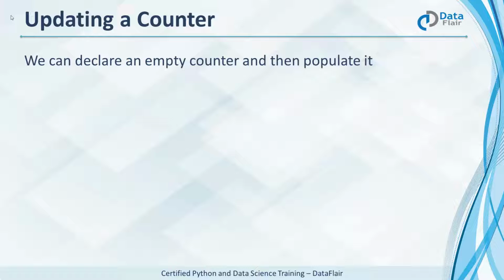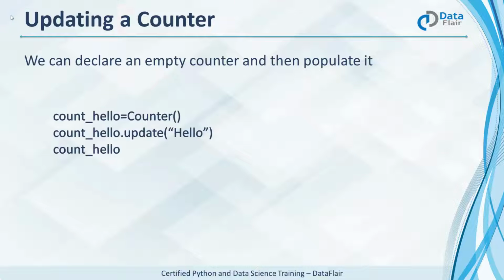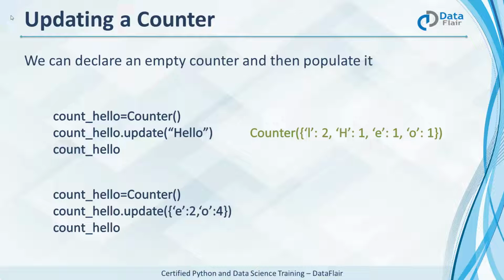Now, if we create an empty counter object, we can populate it later. We create an empty object, put the string hello in it with the update method, and print it. We have 2 L's, 1 H, 1 E, and 1 O. Here, we create an empty counter object and then update it with the dictionary E2 and O4. When we print it, we increment the counts for O and E by 4 and 2. They are now 5 and 3.